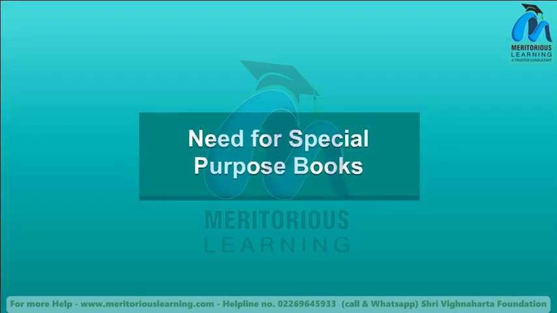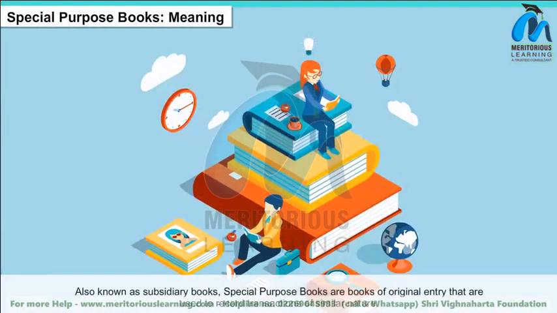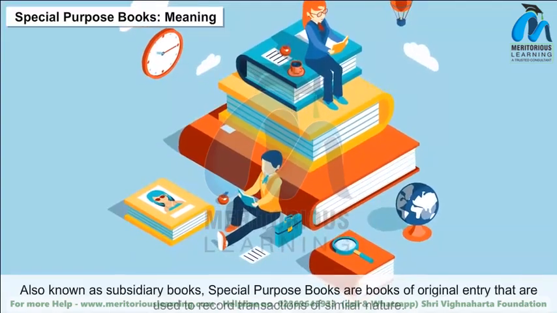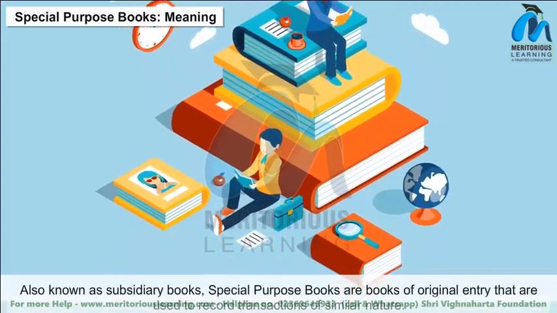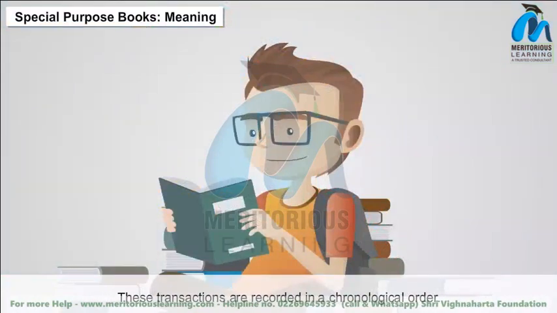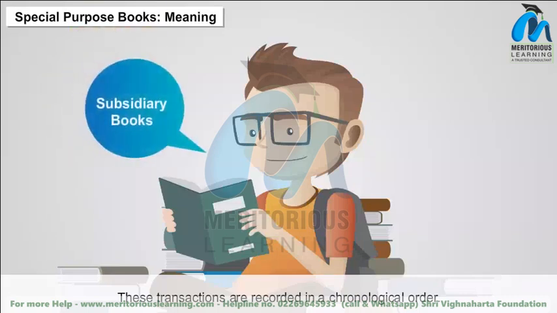Need for special purpose books. Special purpose books are books of original entry that are used to record transactions of similar nature. These transactions are recorded in a chronological order. These books are also known as subsidiary books. These books are the subdivision of journal.